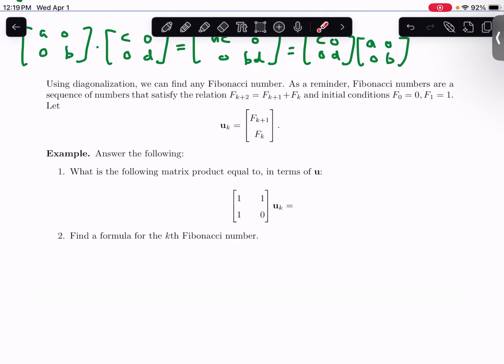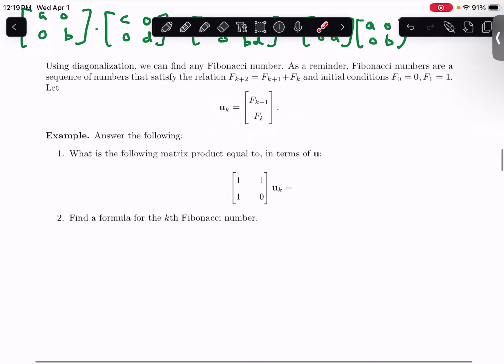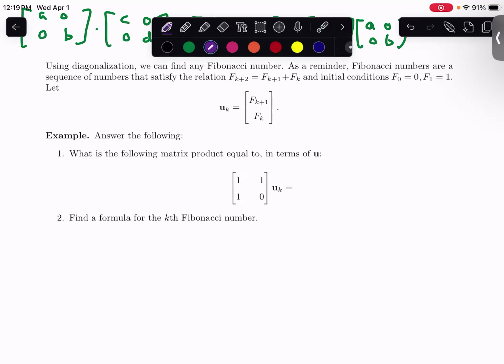We're going to define a vector u sub k, where the first component is the k plus 1 Fibonacci number, and the second component is the kth Fibonacci number. If you understand this vector, it means you understand what the kth Fibonacci number is going to be. And if you added these two components together, it'll give you the k plus 2 Fibonacci number. So there's a way of thinking about Fibonacci numbers in terms of matrix products. For example, if I did this matrix 1, 1, 1, 0 here, and I multiplied it to this u sub k vector, it would look something like the following.